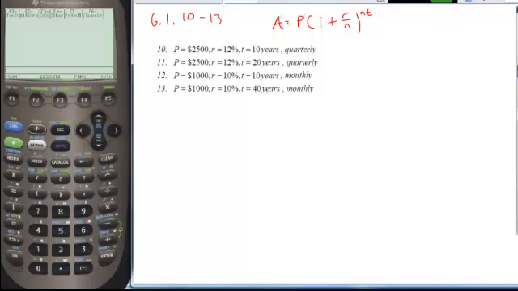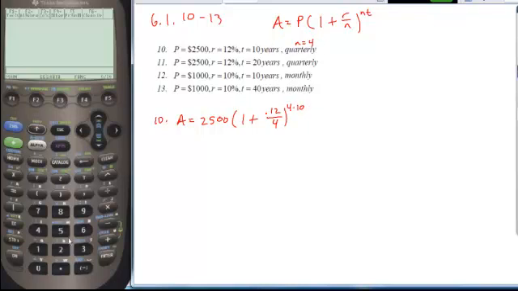So when we calculate this, for number 10, we're plugging in values. A is equal to the initial amount, 2,500, times the quantity 1 plus the interest rate as a decimal, 12% is 0.12, over N, the number of compoundings. For quarterly compounding, that is 4, all to the power of 4 times the number of years, which is 10.